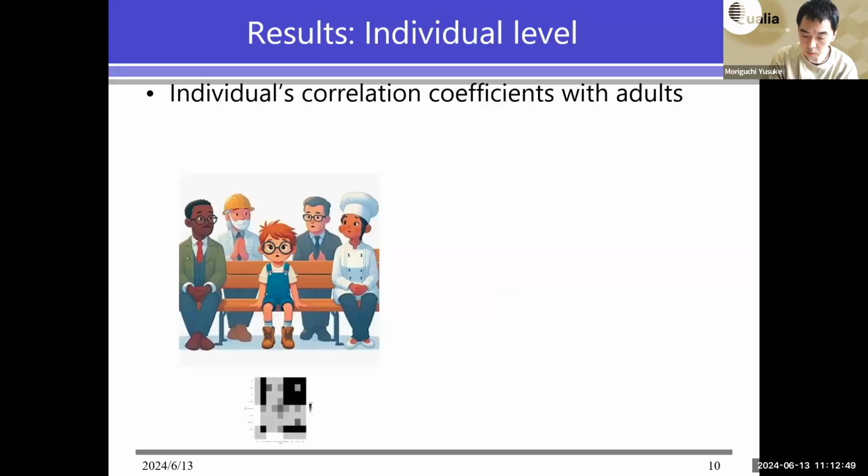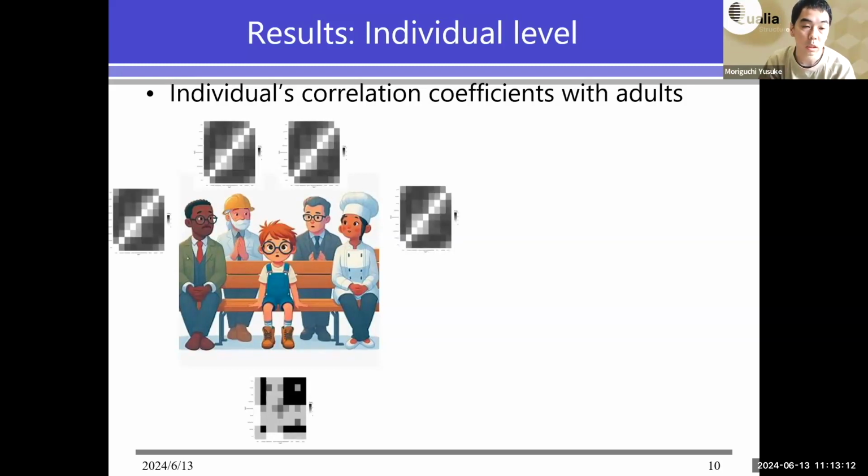But we also conducted the individual analysis. So we calculated the individual correlation coefficient with adults. Let me explain this. For example, this one child had his or her own dissimilarity matrix, and there are 55 adult participants, and each adult participant has a dissimilarity matrix. So we calculated the correlation between this and this and this and this, and averaged for one participant. Then we plotted such individual correlation coefficients as a function of age.